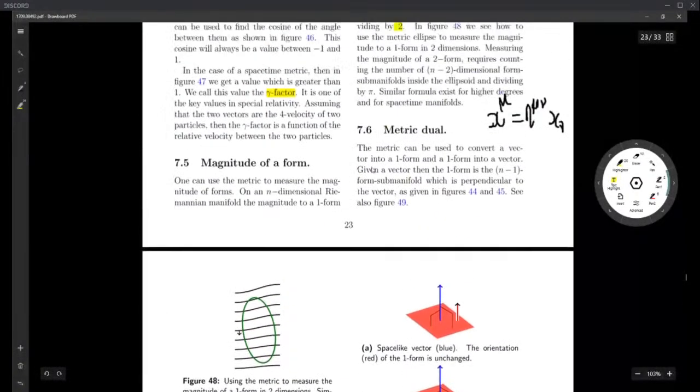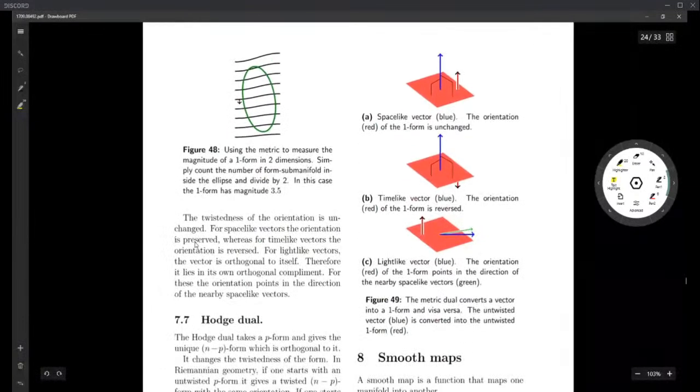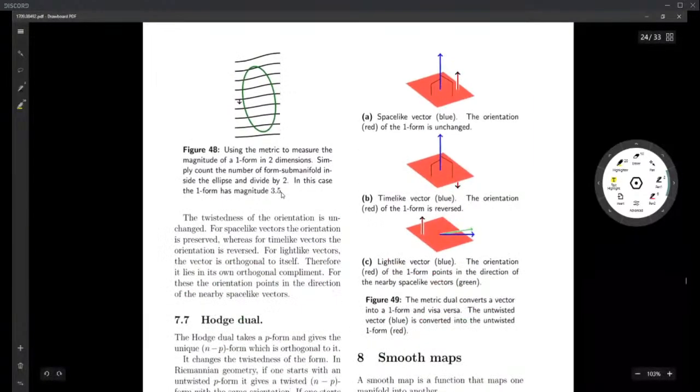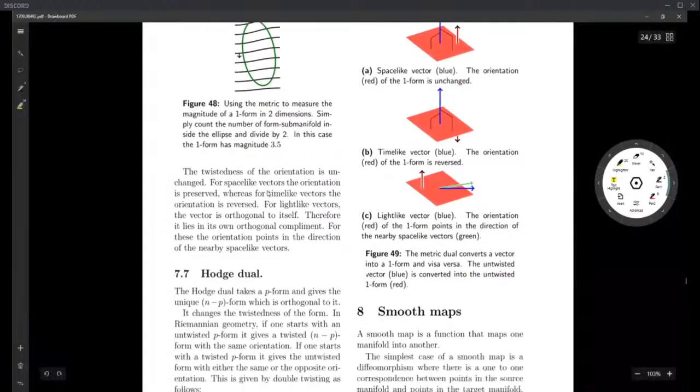The twistedness, as we saw earlier, is invariant under this index lowering and raising. For space-like vectors, the orientation is also preserved, and for time-like vectors it is the same case. And a very interesting instance is for light-like vectors: the covector for light-like vectors is always perpendicular to the vector itself, and I don't know why this is true, but it's an interesting property.